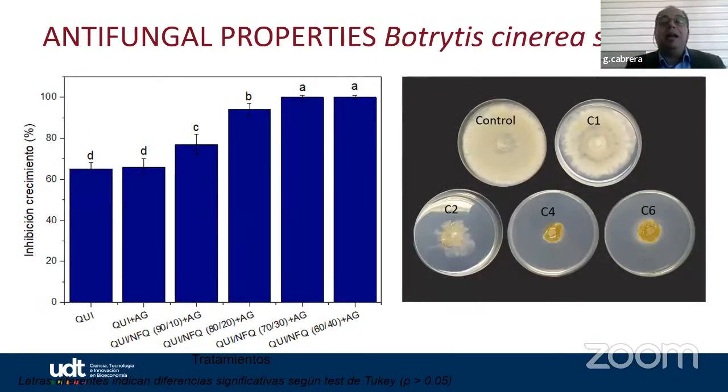Y finalmente medimos la actividad antifúngica y vemos que donde están las nanofibras se logró liberar el ácido gálico de alguna manera y se obtuvo inhibición del crecimiento de Botrytis, que es un hongo que ataca a todos los frutos durante la poscosecha, y por tanto eso indica que este material pudiera ser utilizado como un film activo si es que se quiere producir a mayor escala.